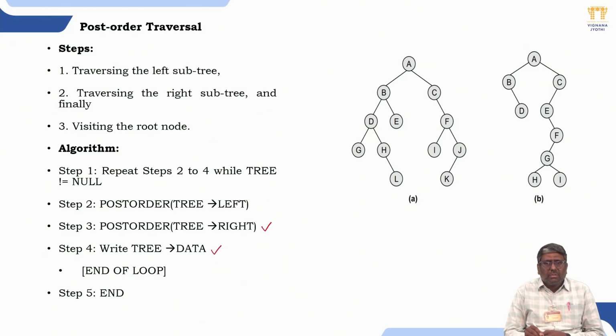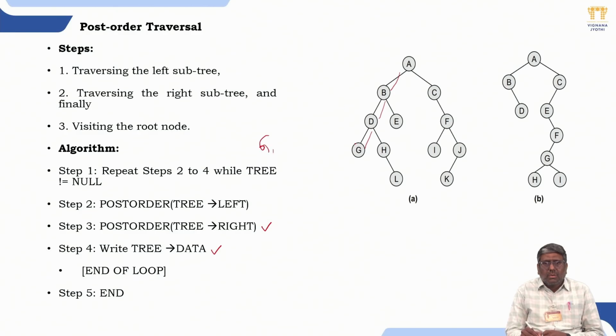So the post order traversal for the given tree is, first of all we have to visit this. So we can visit A only after visiting B and C. So we can visit B only after visiting D and E, and we can visit D only after visiting G and H. So first of all, come to the left node, left children. Again, this node does not contain any left children or right children. So first visit the G.